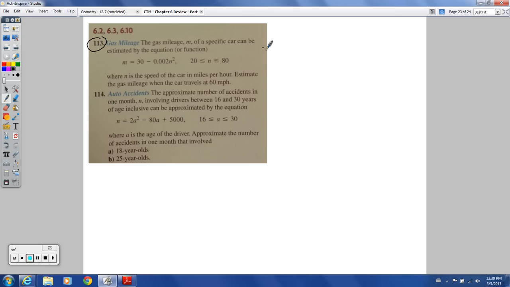Let's look at 113. Let's look at some gas mileage here. We've got this equation, m equals 30 minus this, and we're saying for values here, estimate the gas mileage at 60. So 60 falls in this range. That's okay. That checks out. So the mileage is going to equal 30 minus 0.002 times 60 squared.